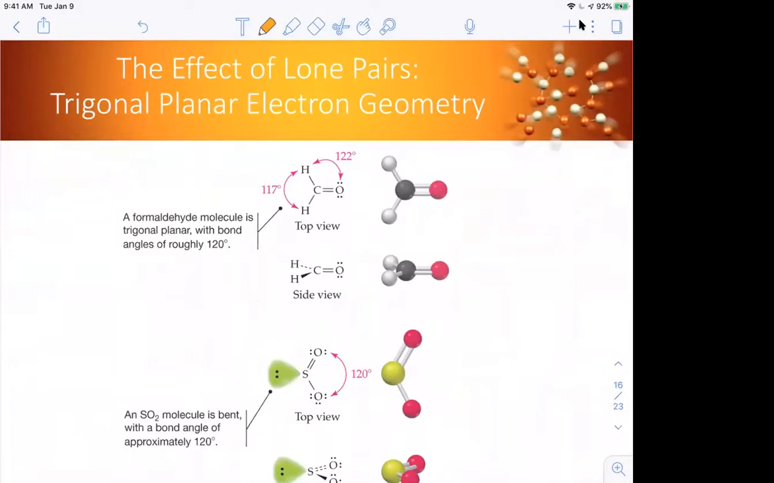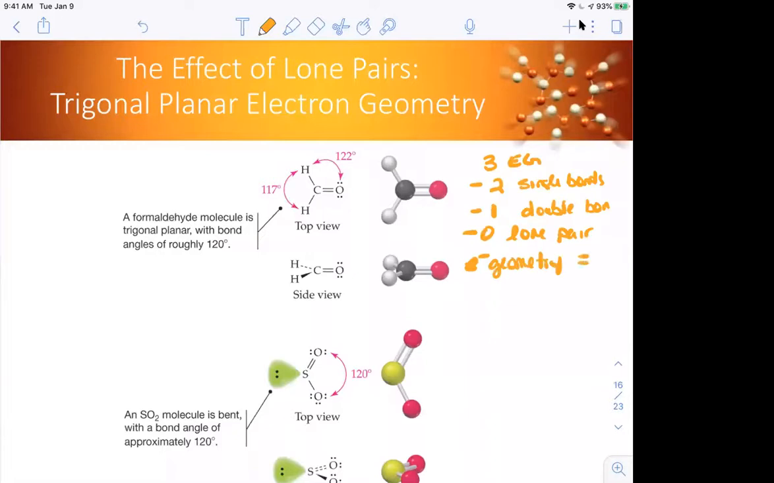All of these atoms here, this guy has got 3 electron groups, right? It has 2 single bonds, and it has 1 double bond, and it has 0 lone pairs. So the electron geometry is equal to trigonal planar. The molecular geometry is also equal to trigonal planar.